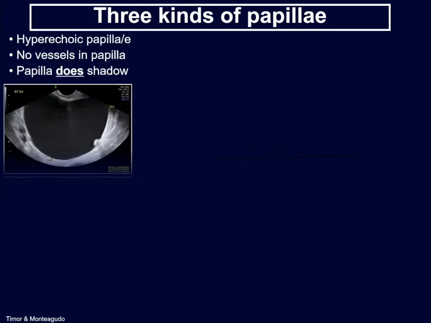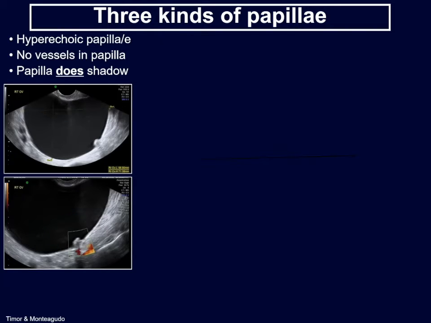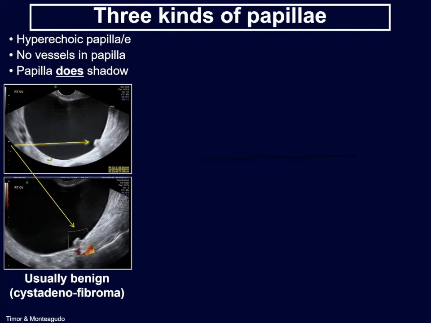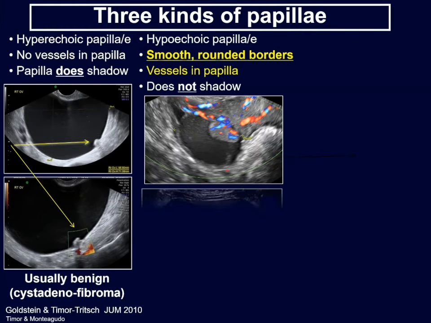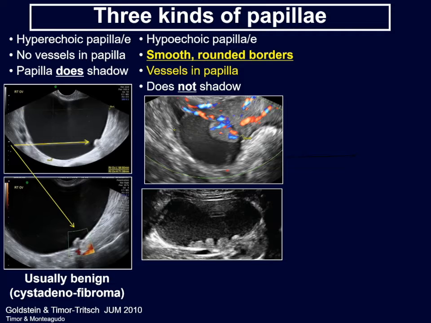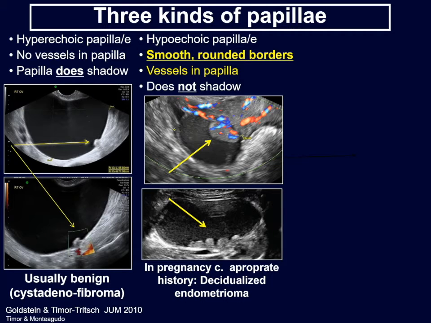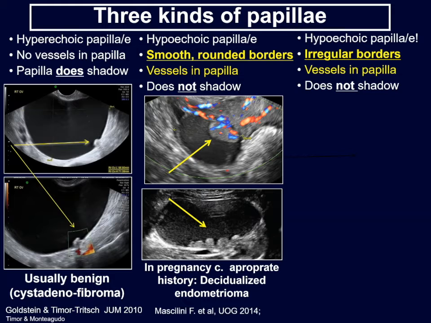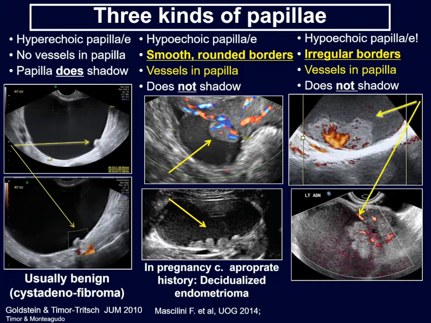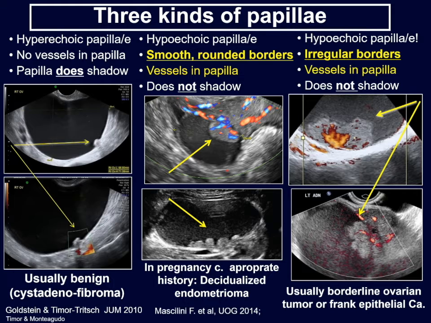There are three kinds of papillae that I usually look at. Hyperechoic papillae with no vessels, with shadows. And these are basically benign cystadenofibroma, and that's the typical signature of these benign cystadenofibroma. Then you have the hypoechoic papillae, which have smooth, rounded borders. They have vessels and do not shadow. And these are very typical when you see with the appropriate history, decidualized endometriomas in pregnancy. And the third kind is the hypoechoic papillae with irregular borders, vessels in them, do not shadow, and these are very suspicious of borderline ovarian tumors or frank epithelial or other types of cancer.